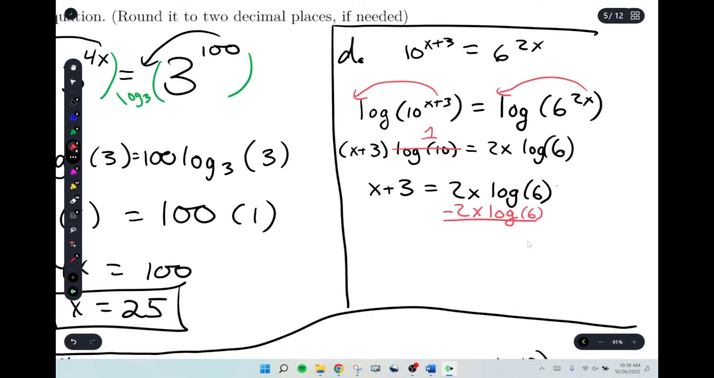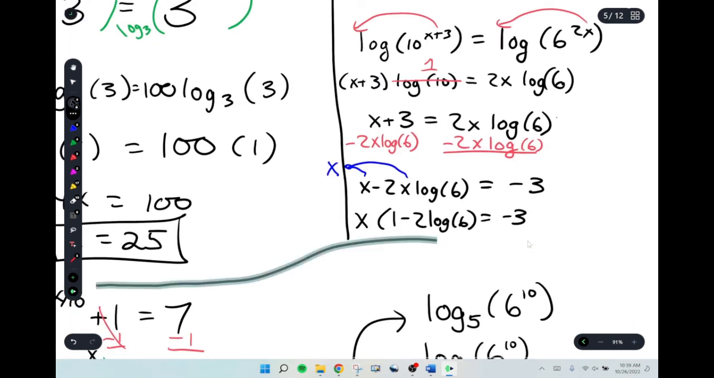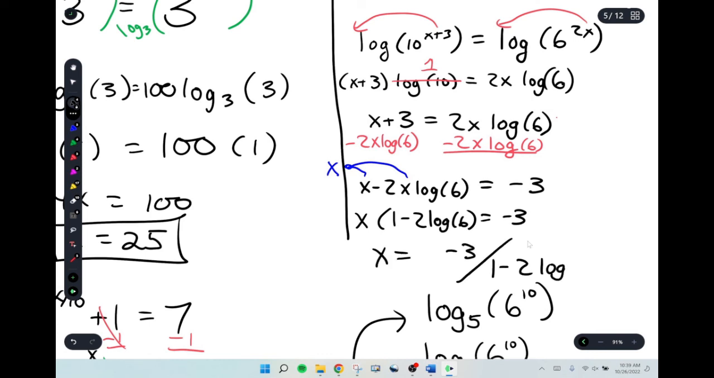Subtracting this from both sides, you should get x minus 2x log 6. And can I go ahead and move that 3 over without anybody freaking out? Equals negative 3. What can you pull out of the first term? You can pull x out, right? x times parentheses 1 minus 2 log 6 equals negative 3. So x equals negative 3 divided by 1 minus 2 log 6. It's not pretty.